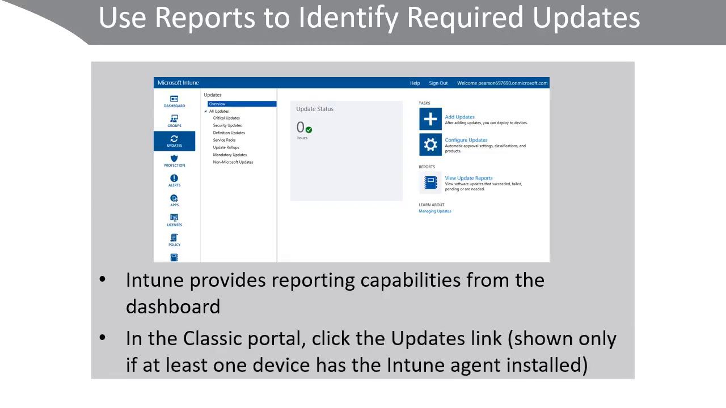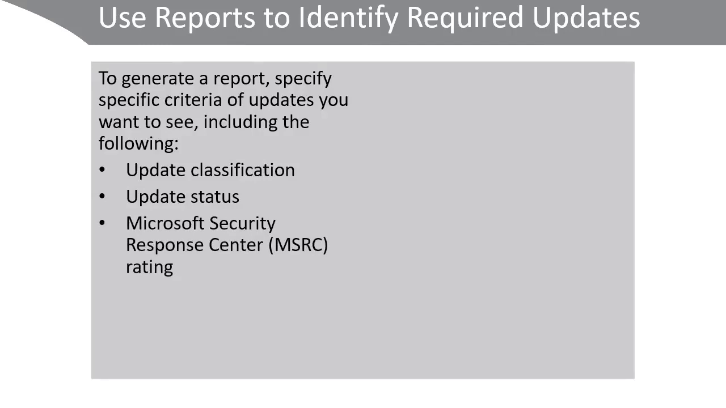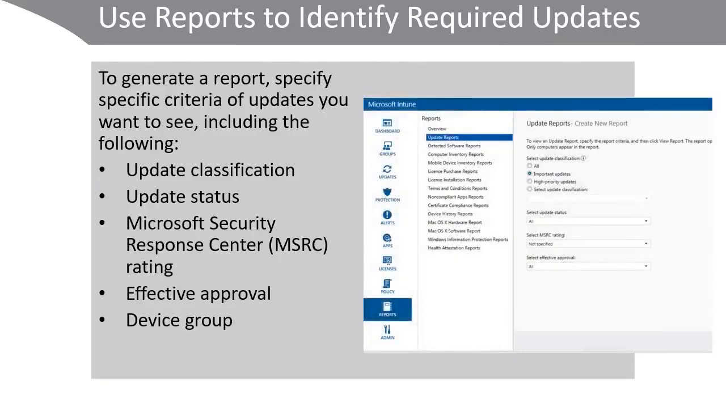Click the Updates link, as shown here, and you can then take a look at all of the available updates, or critical updates, definition updates, service packs, etc. Even non-Microsoft updates can be viewed. And then on the right-hand side, you can view update reports. To generate a report, specify the criteria of updates you want to see, including update classification, the update status, the Microsoft Security Response Center rating, the effective approval, and the device group. You can access this through the Reports tab in the Classic portal.